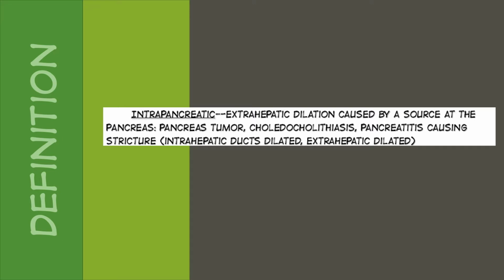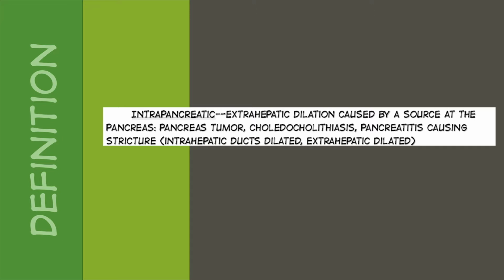The three common places that we see obstruction are intrapancreatic, suprapancreatic, and at the porta hepatis. So intrapancreatic obstructions occur at the pancreas, and it's going to be something within the pancreas that is causing that obstruction. So maybe it's a stone down at the pancreas head, maybe it's a pancreatic tumor, possibly pancreatitis even.